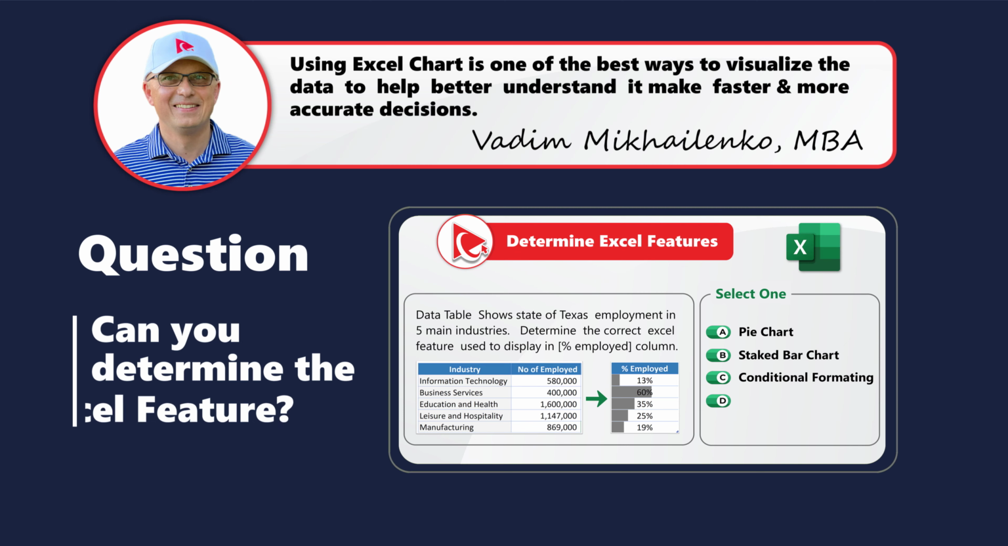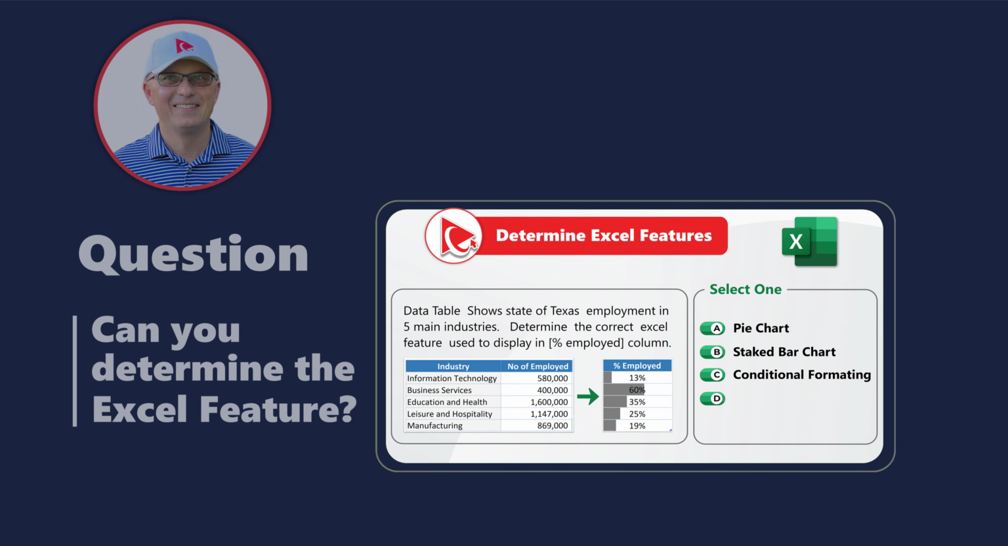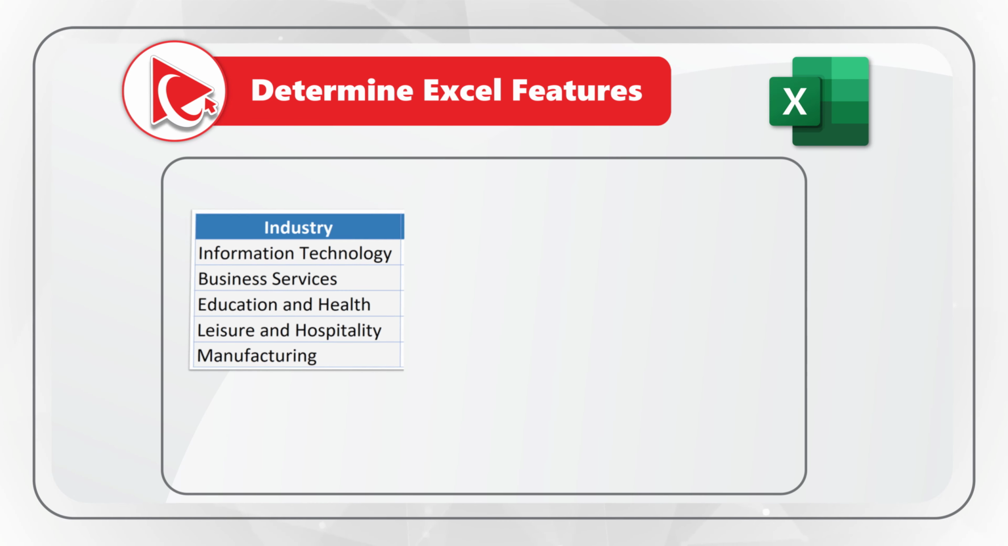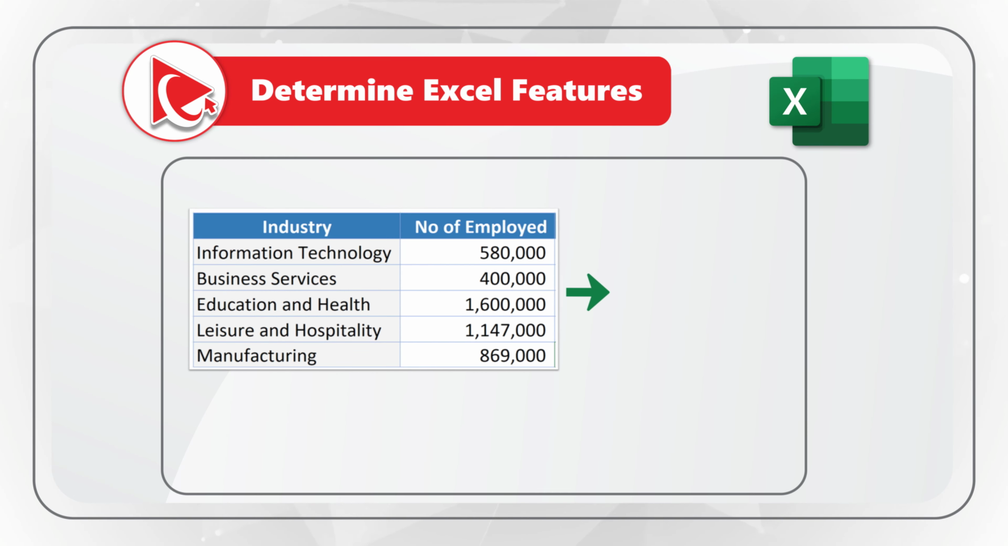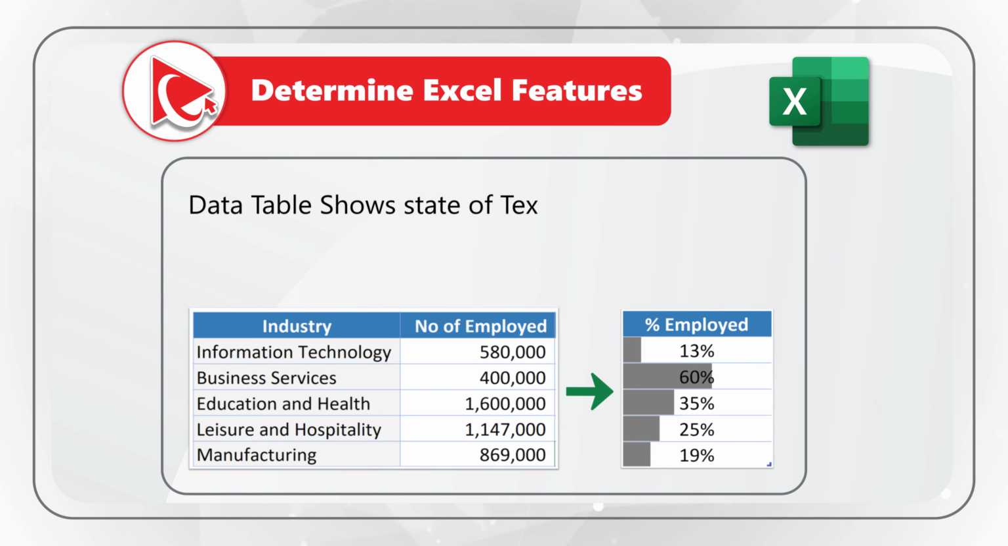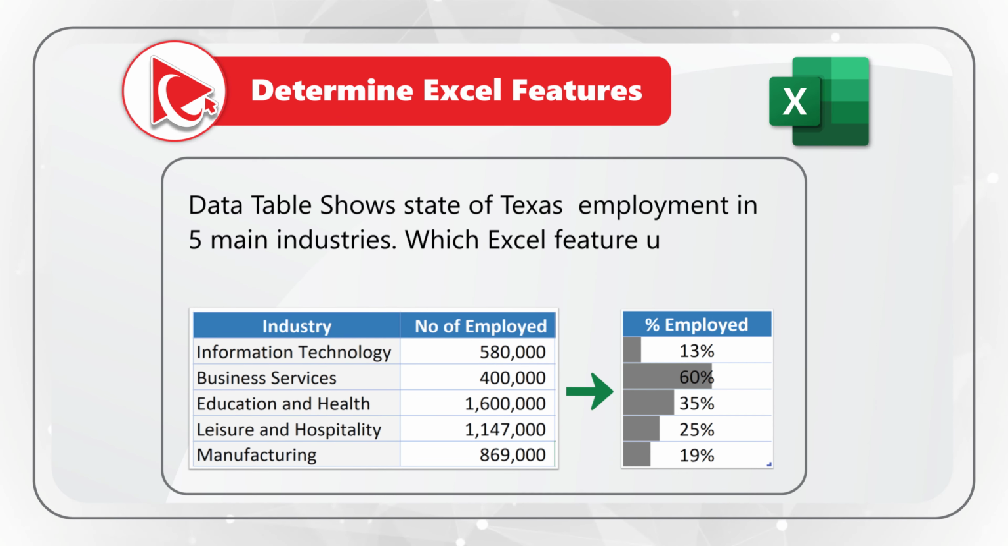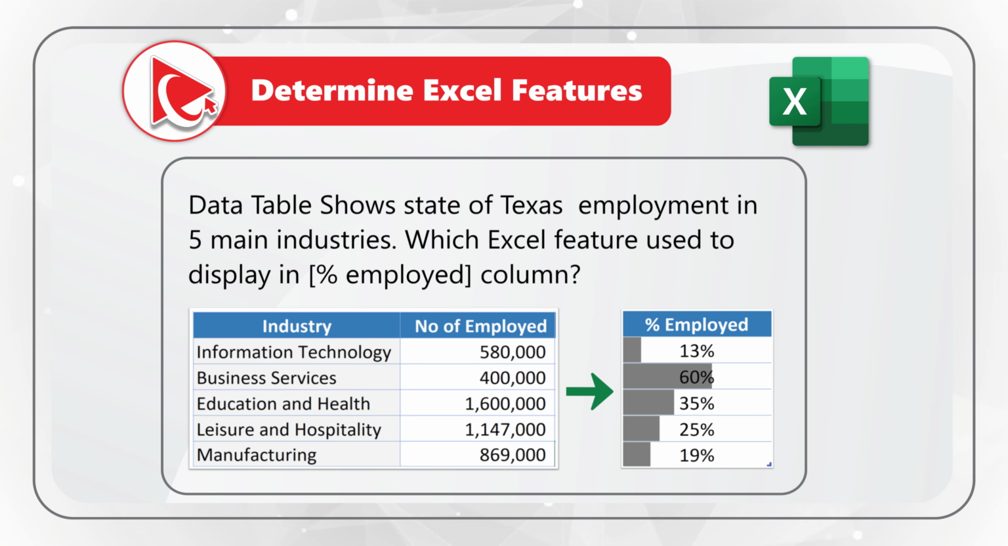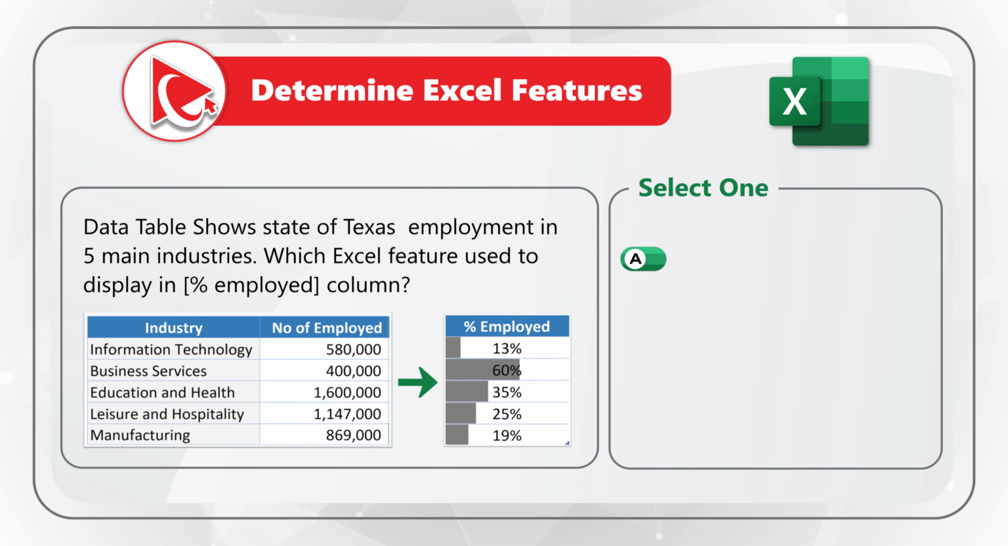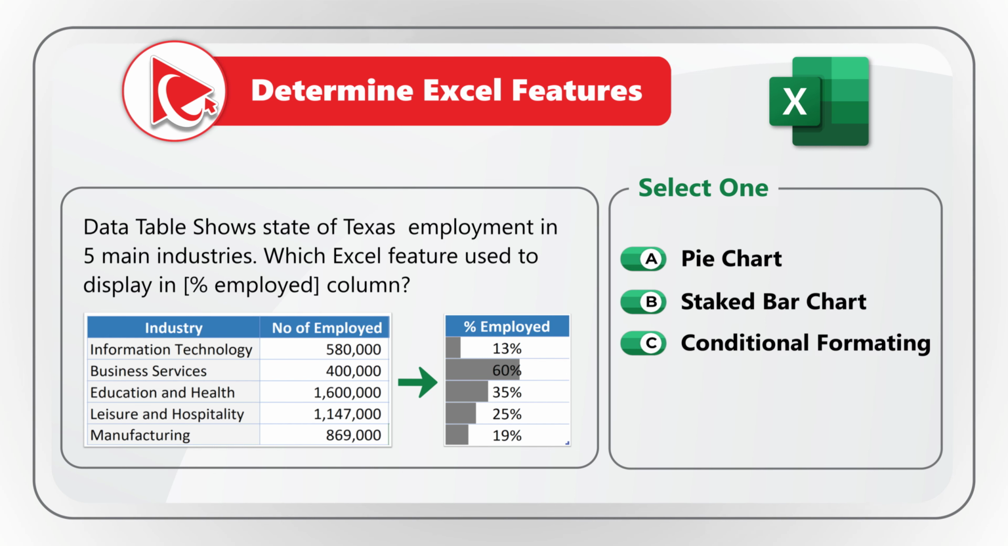Here's an amazing question to test your knowledge of Microsoft Excel features. You're presented with a set of data which shows industry and number of people employed. The data table shows Texas employment in 5 key industries, and you need to determine the correct Excel feature used to display the percentage employed column. You have 4 different choices. Choice A, pie chart. Choice B, stacked bar chart. Choice C, advanced conditional formatting. And choice D, bar chart.